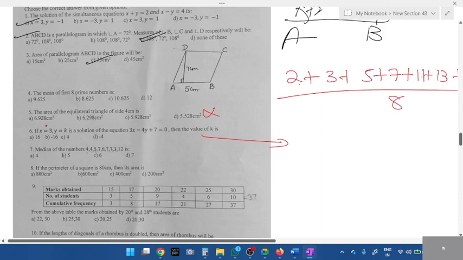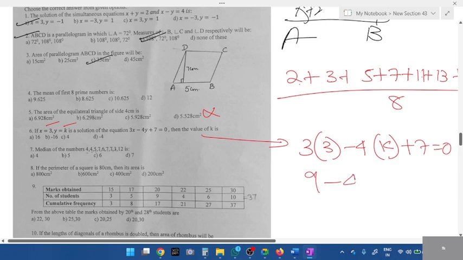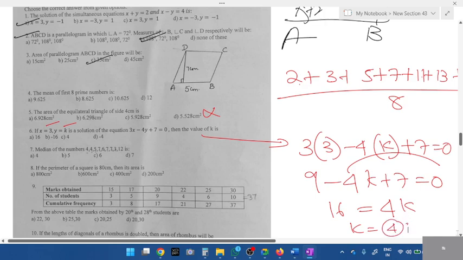Just substitute x and y. See, two values are given. 3 into 3 minus 4 into. No, no. In place of y, what do you have to substitute? 7 is equal to 0. 9 minus 4k plus 7 is equal to what? 0. Minus 4k goes to the other side, becomes 4k. What is 9 plus 7? 16. K is equal to? Be quick. K is equal to? Understood, all of you?